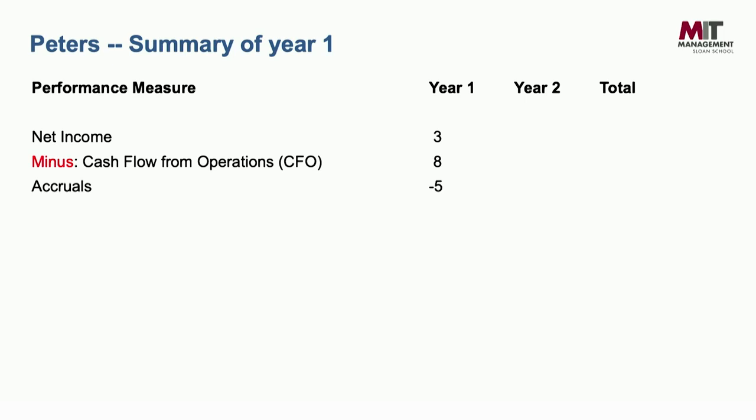So Peters has two performance measures we can look at for year one. The first is net income. They had net income of $3,000. The second is cash flow from operations. So they had cash flow from operations of $8,000. And then accruals is the difference between net income minus cash flow from operations. So accruals in their first year of operations were minus $5,000.